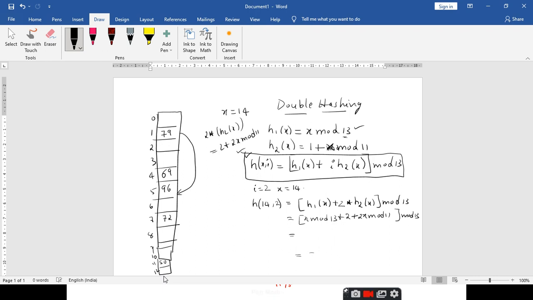So it is equivalent to 14 mod 13. It is 1 plus 2 plus 2 into 14, 28 mod 11. What is the value? 6, sir. 6. Super. And mod 13. So it is 9 mod 13, which is equal to 9. So the next location I have to probe is the 9th location. Here I found that this element is vacant, therefore I insert 14 at this location.